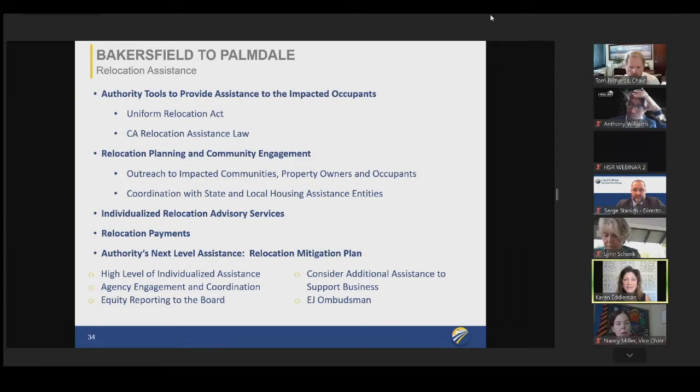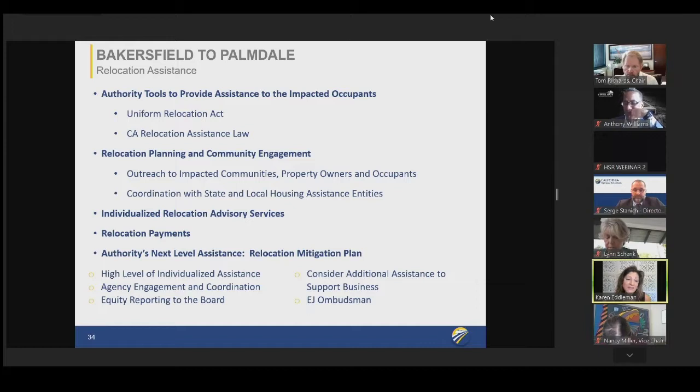And that includes just a really high level of individualized assistance. So while that's available under relocation advisory services, what we're hearing the board say is, we want you out there early. We want you to communicate with people in languages that they understand. We want you to hear what they're saying and help them plan for successful relocations in the future.